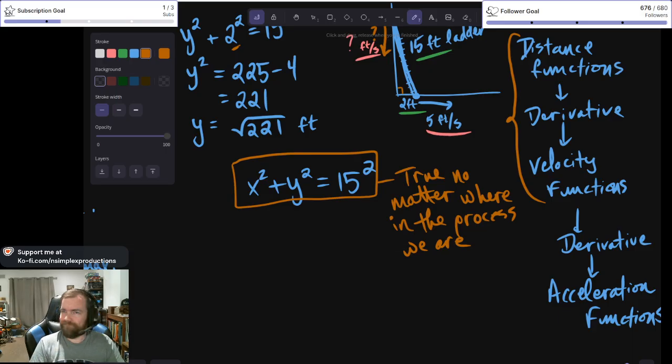Right, so this is true no matter where in this process we are. So, could be anywhere.